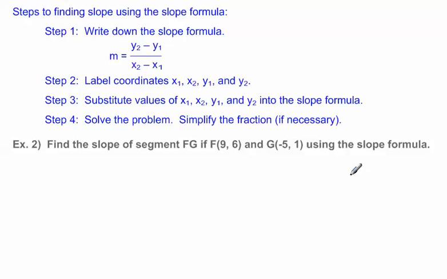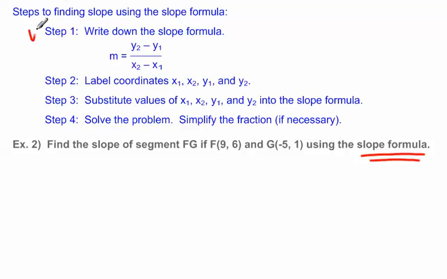Let's do one more problem, then we'll call it quits on this video. Same steps, but I've changed the locations of these points. Find the slope of segment FG if F is at 9,6 and G is at a negative 5,1 using the slope formula. Now again, I'm forcing you to solve it using the slope formula, so we're going to use this guy here instead of the rise over run.